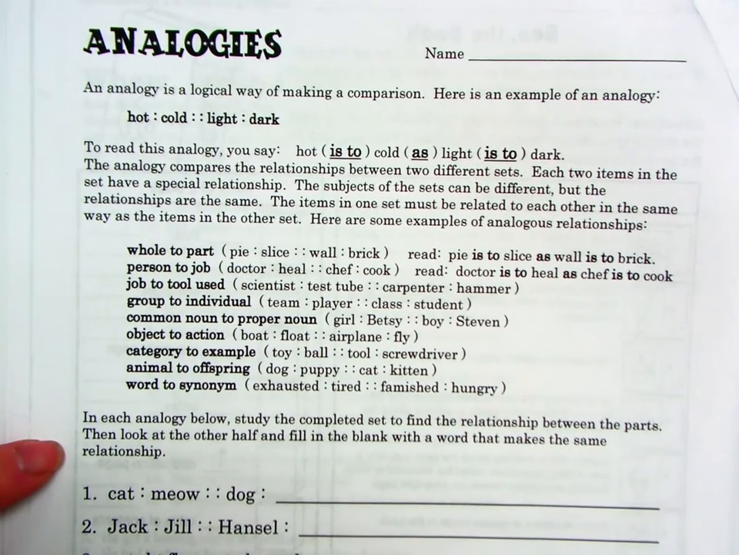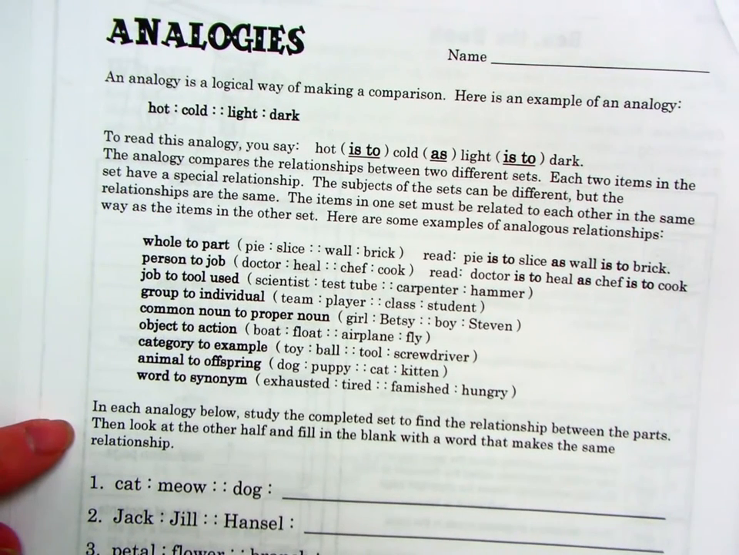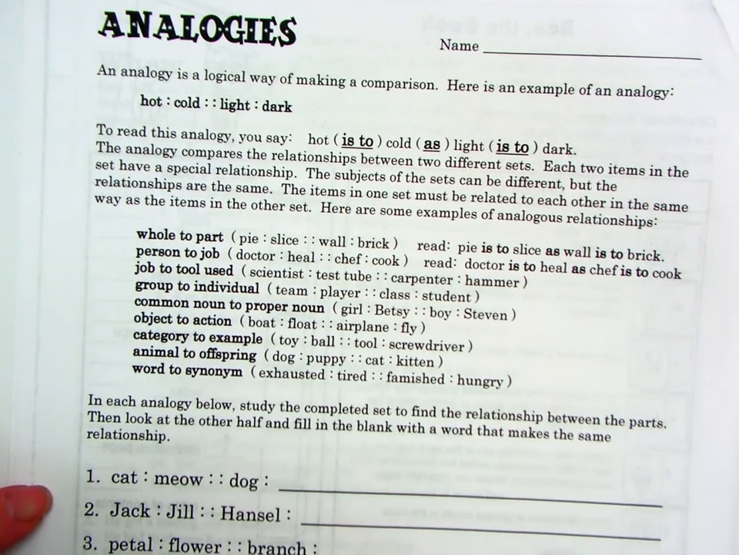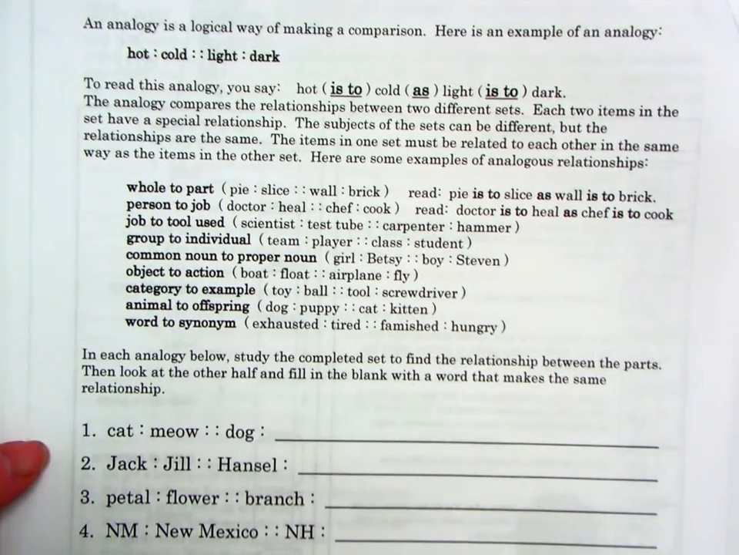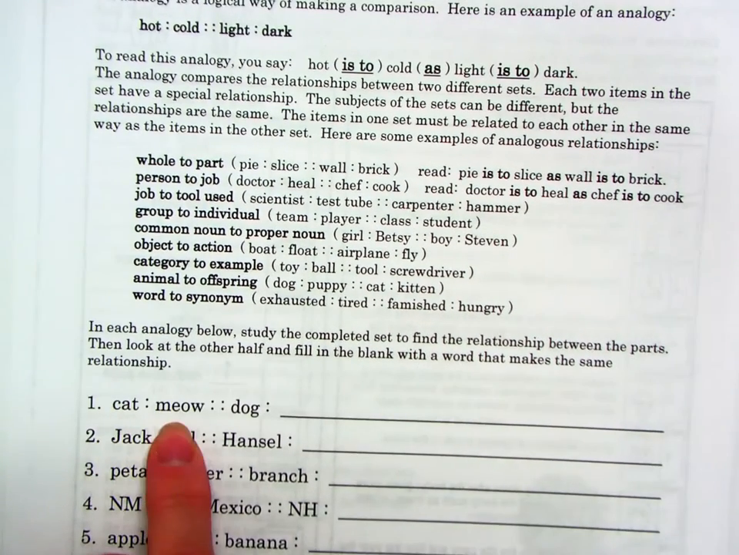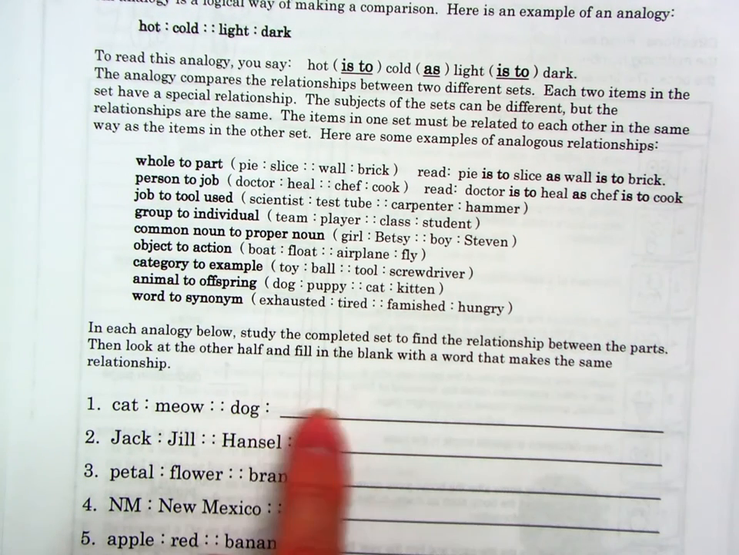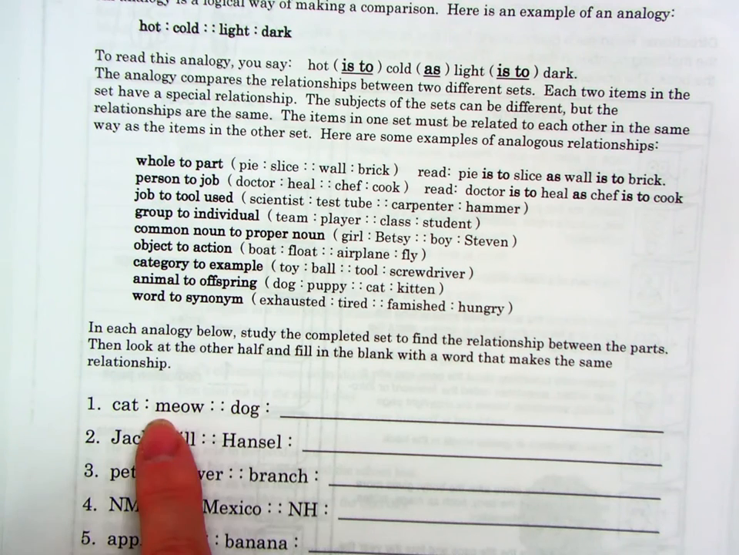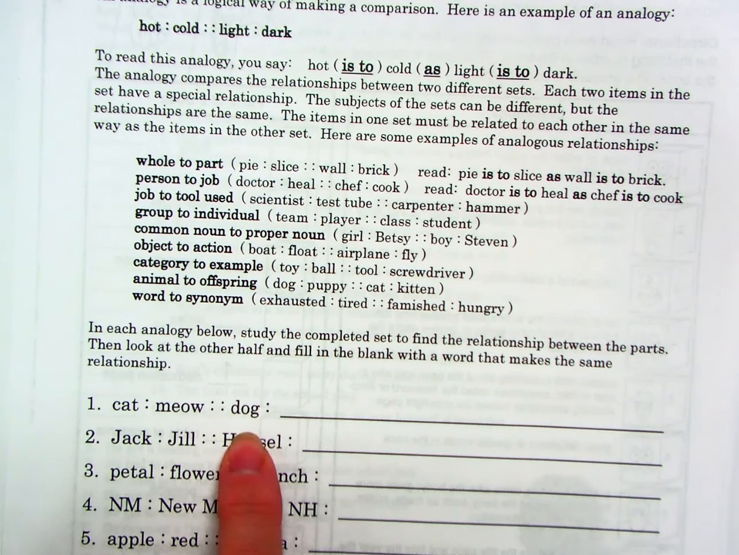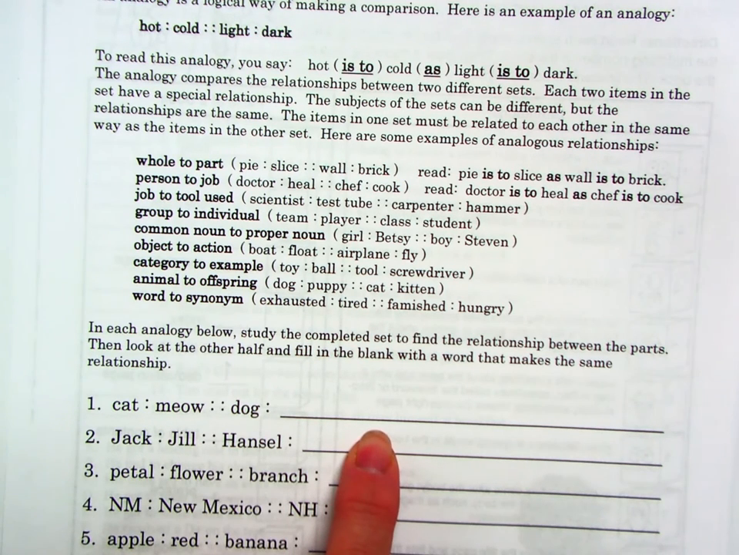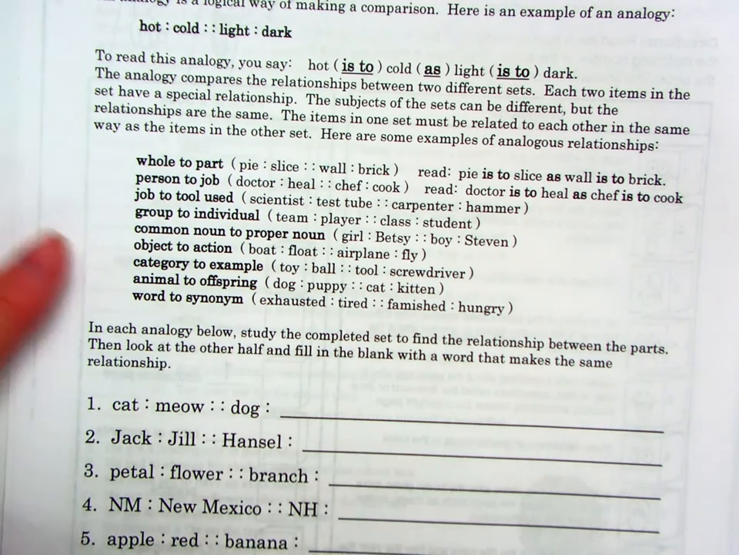In each analogy below, study the completed set to find the relationship between the parts. Then look at the other half and fill in the blank with a word that makes the same relationship. So for number 1, cat is to meow. This relationship is an animal and the sound it makes. So you're going to use the same relationship to complete the second half. Cat is to meow as dog is to, and here you would put the sound a dog makes.